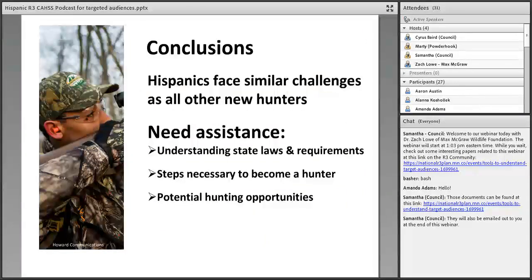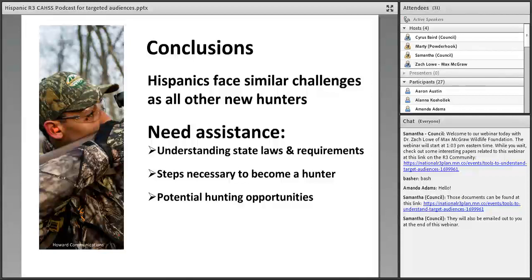So what we did learn from this, and what was really telling to the National Shooting Sports Foundation, the Max McGraw Wildlife Foundation, and in our conversations with folks at the council, was that at the end of the day, the Hispanic community faces very similar challenges as any other group of new hunters. They absolutely need assistance in understanding state laws and requirements, the steps necessary to become a hunter, and what potential hunting opportunities are available to them at a local level.